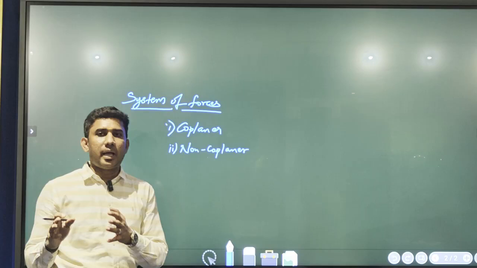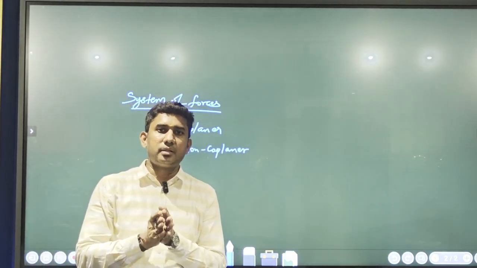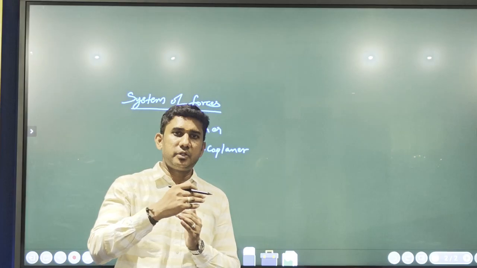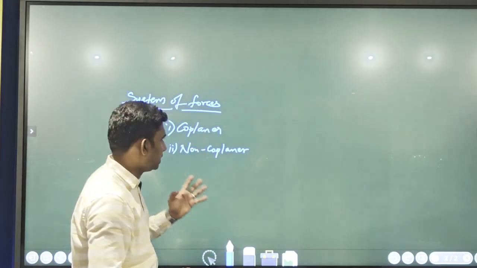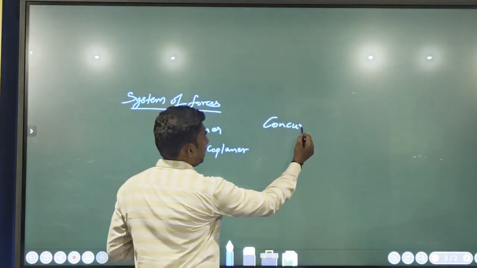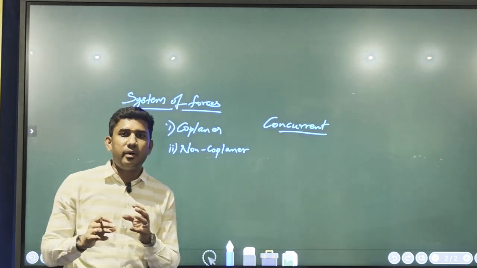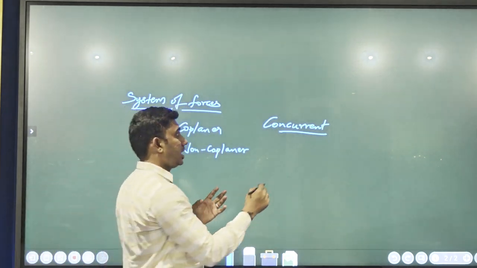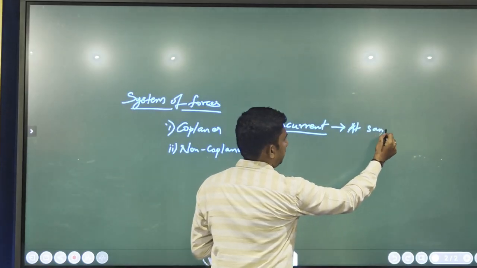Suppose the forces acting on an object are within the same plane of action, we consider that a coplanar force. If they are not within the same plane, I consider that a non-coplanar force. This is a major difference. Next, we have something called concurrent forces. Suppose I have different forces acting at the same point.